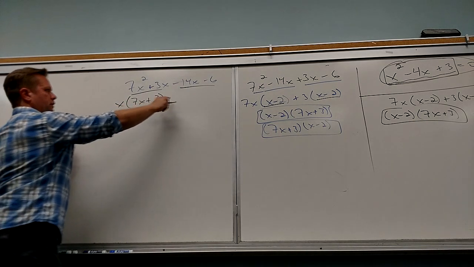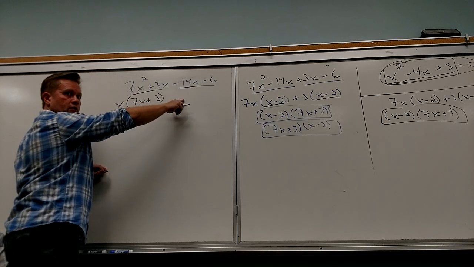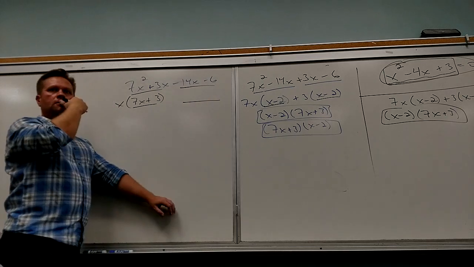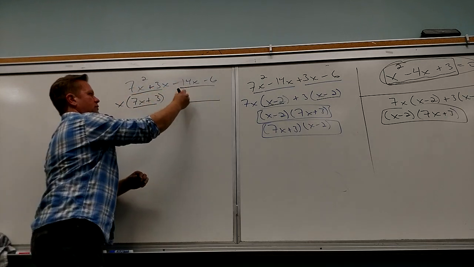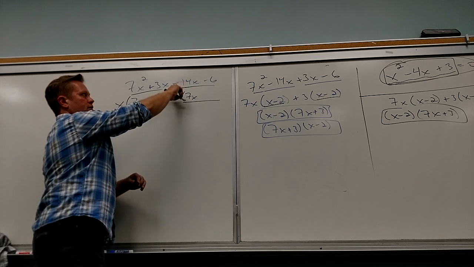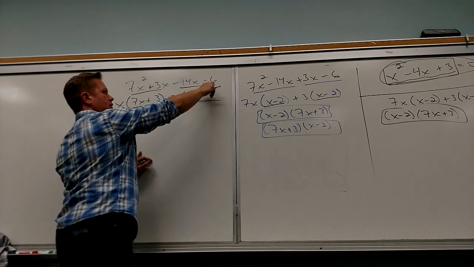All right, what's got to show up here then? Positive 7x, right? It's got to be the same. This has got to be the same as whatever is here. So what must I take out? So this is a 7x. I've got to take out a negative 2. And what's negative 6 divided by negative 2?